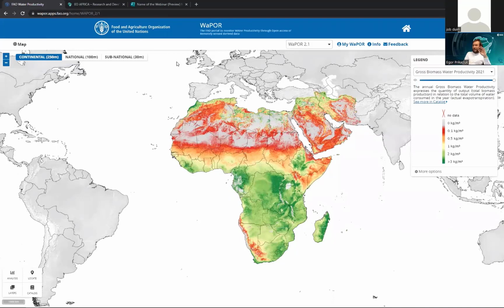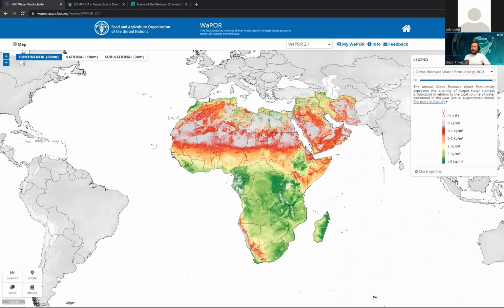Vapour.apps.fao.org. This is what you're going to see once you enter there. This project was specifically done for Africa and Middle East countries. You don't need to register if you just want to look at the project, at the products, but you have to register if you want to export the data.